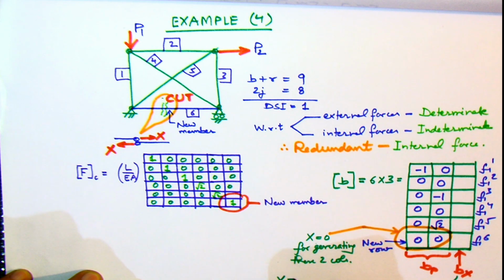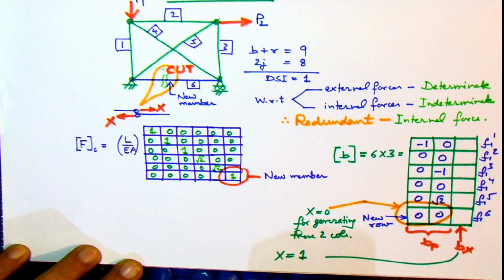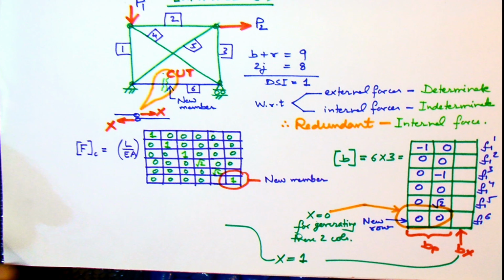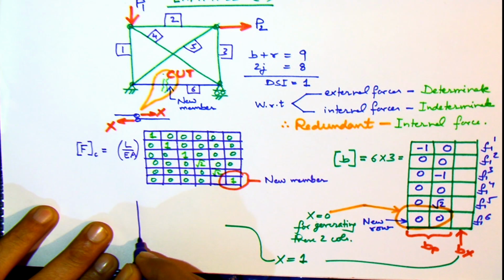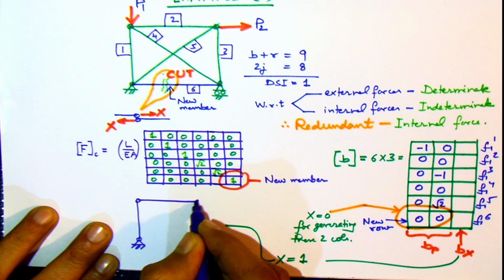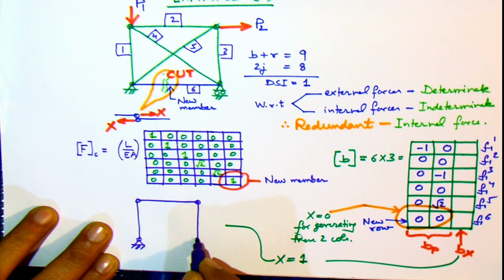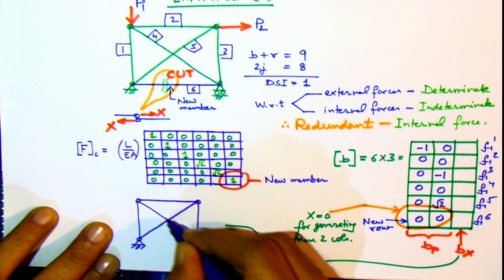Next, to obtain the third column, we apply x equal to 1. So this part we are analyzing. The rest we have not done the analysis because it was already there, and you can go through the corresponding example 1. So now we apply a pair of unit forces.